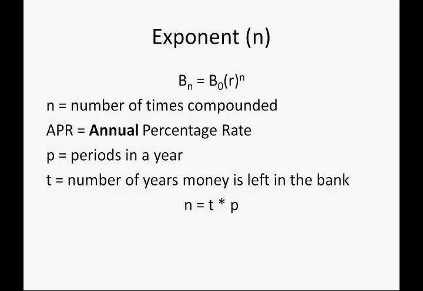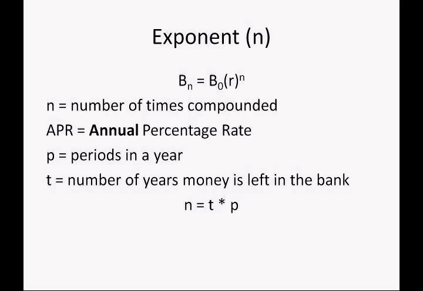So that's the number of times it's being compounded. Now again, remember, it's an annual percentage rate, and then P is our periods in a year. So how many times it's being compounded is how often it's compounded, which is our P, we already defined that, times how many years we leave it there. So for example, if it's compounded monthly and you leave it for 1 year, then it's 12. If you compound it daily and it's compounded for 1 year, it's 365.